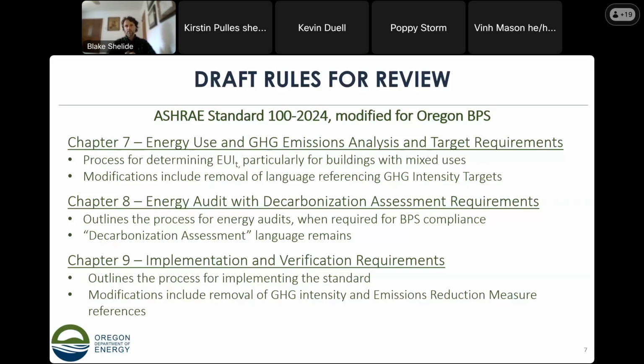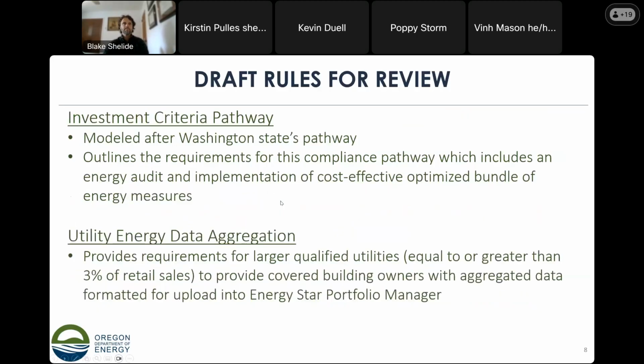and in local jurisdictions. And then chapter 9 includes implementation and verification requirements and outlines the process for implementing the standard. And we have modified parts of this chapter also to remove references to greenhouse gas intensity requirements and some emissions reduction measure references. We have a separate appendix proposed for the investment criteria pathway that's been modeled really closely off of Washington State's pathway. And this is the pathway that provides some cost effectiveness boundaries for a building owner.